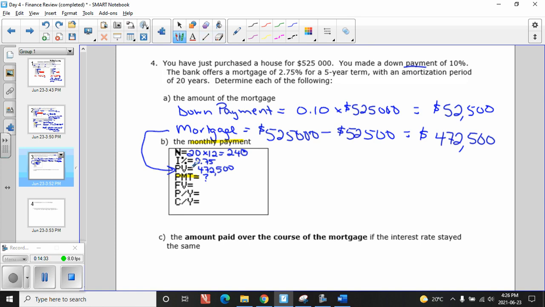The future value, so you're going to borrow this big chunk of money from the bank, and eventually it's going to be worth nothing. You'll have paid off the debt. And then these last two have to do with the timing. So payments per year, this was a monthly mortgage payment, so 12 of those a year. And for mortgages, the number of compounds per year is always 2. Semi-annual compounding for all mortgages in Canada.